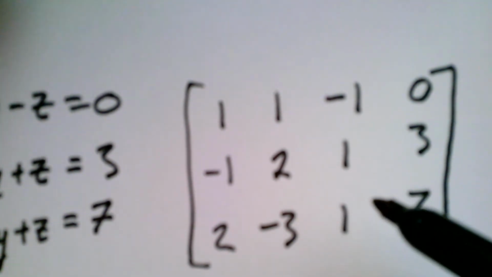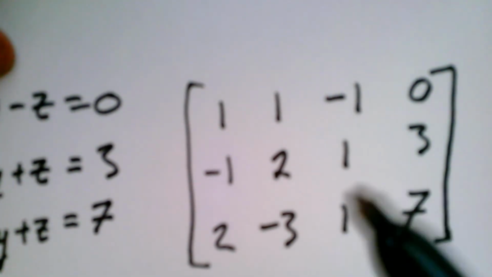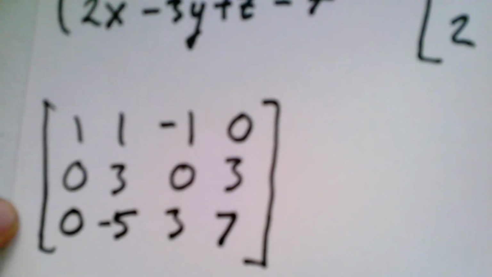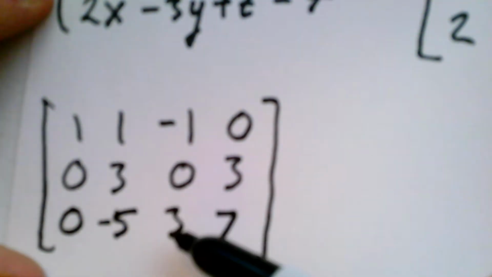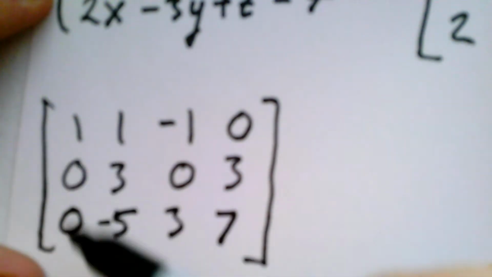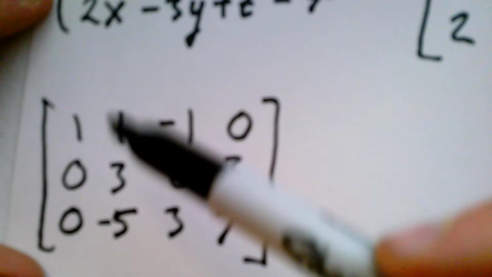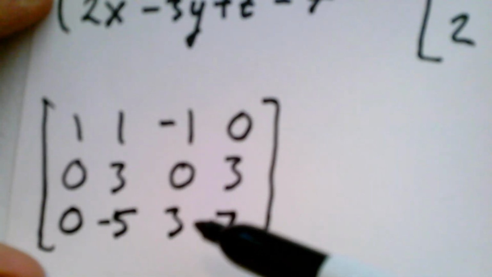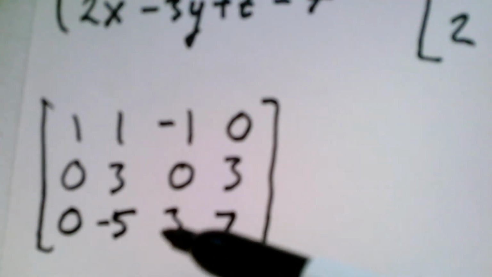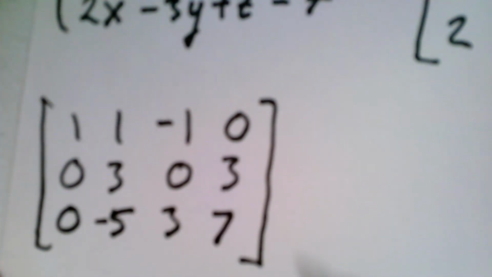I'm not done row reducing, but I've done the first step in row reducing. I've gone from this matrix to this one here. And this one has zeros underneath the diagonal. So, as I said, this is the diagonal. 1, 3, 3 is my diagonal. And I want to have all zeros under the diagonal, all zeros above the diagonal, and ones on the diagonal.